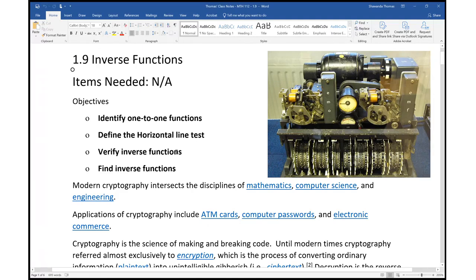This section is on inverse functions. So in this section, we will identify one-to-one functions, define the horizontal line test, and verify inverse functions.